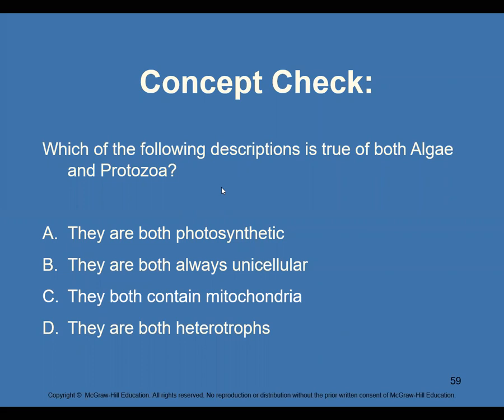All right, what are the following descriptions of both algae and protozoa? Well, only algae are photosynthetic. So on that basis, we can go down to D. Only the protozoa are heterotrophic, so that eliminates those two. We know that they're not always unicellular. So that means it's got to be C, that they both do contain mitochondria, and that's because both of them are eukaryotes.